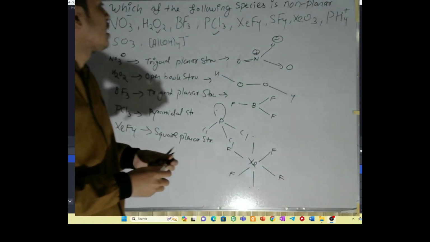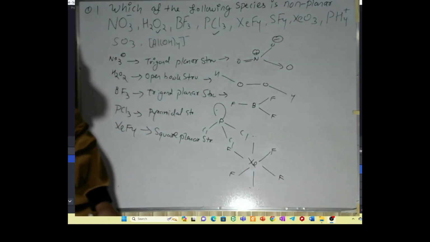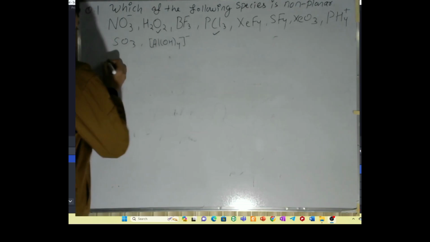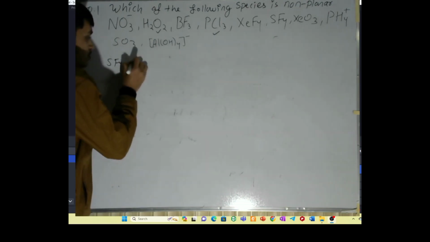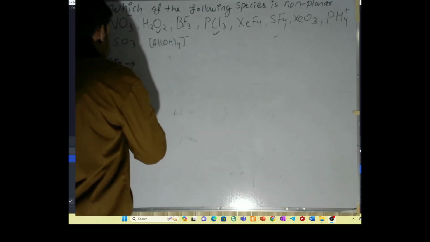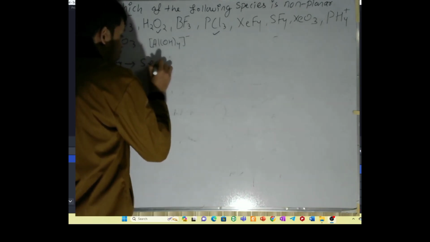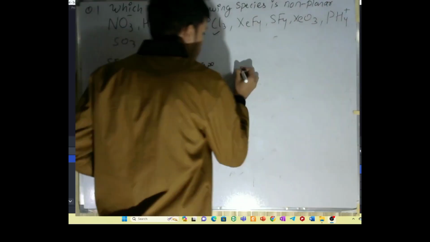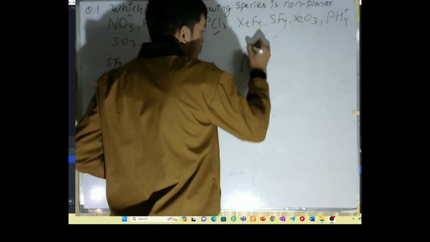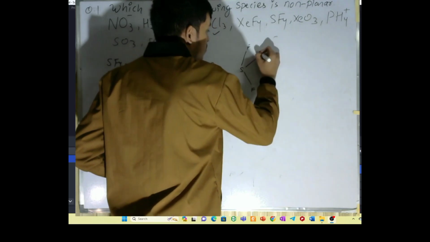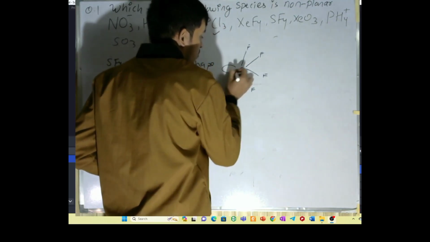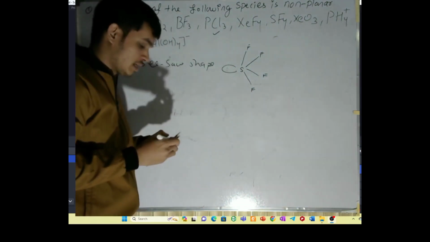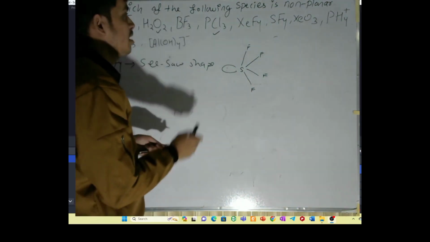Okay, let's move to the next molecule, that is SF4. Now it has a seesaw shape, like this. These two fluorine atoms are bent a little due to lone pair bond pair repulsion. So it is also an example of non-planar structure.